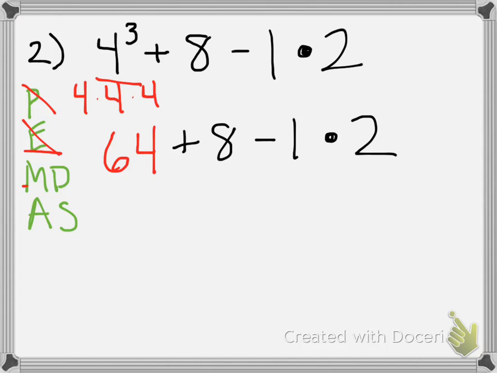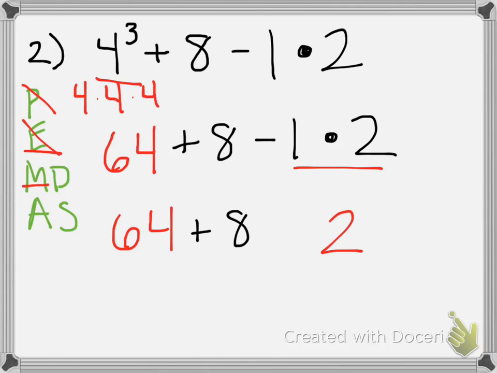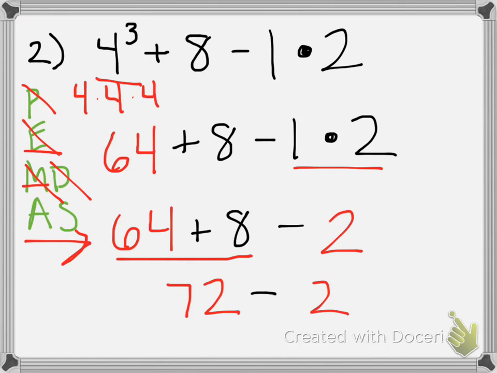Next thing, we're done with the exponents and we have multiplication. So we're going to do the multiplication, which is 1 times 2, which is 2, and then we rewrite the rest of the problem. We're done with multiplication. There's no division. There's addition and subtraction. So we're going to go left to right. 64 plus 8 is 72. 72 minus 2 is 70. And that is your answer.